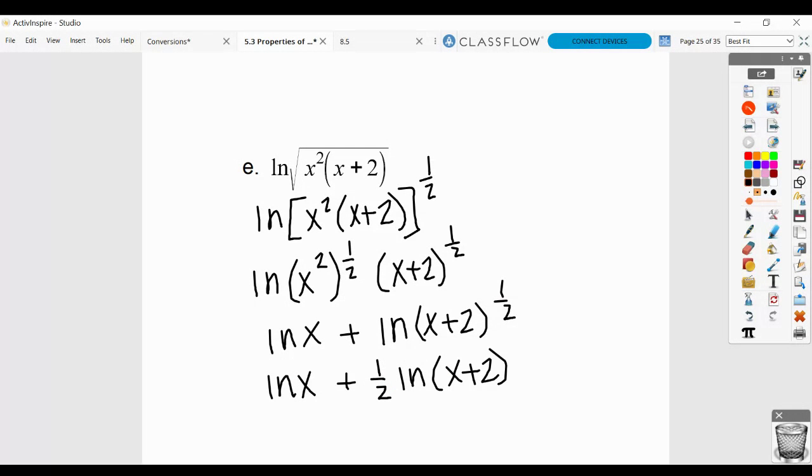So it's just a matter of realizing that the product property you are adding, the quotient property you are subtracting, and the power property you are bringing the exponent out front.